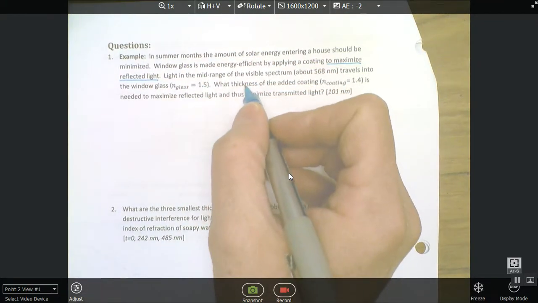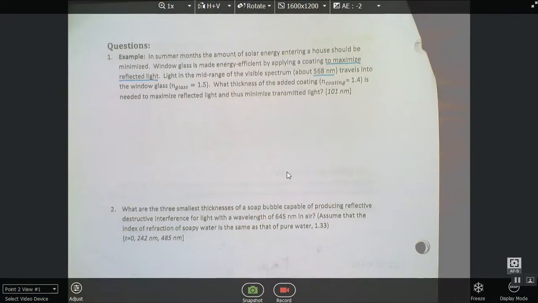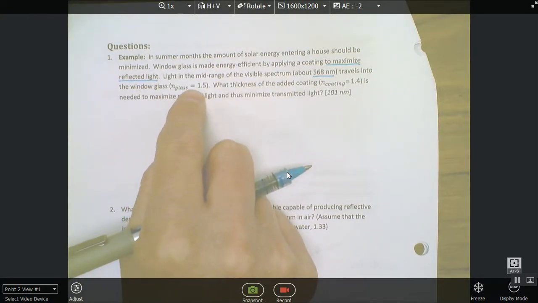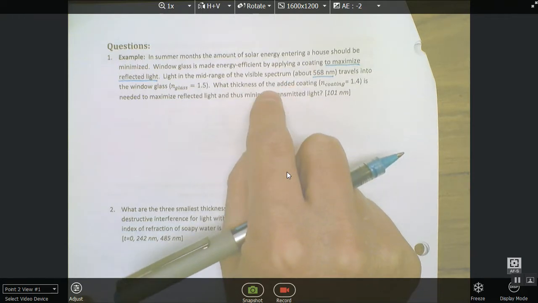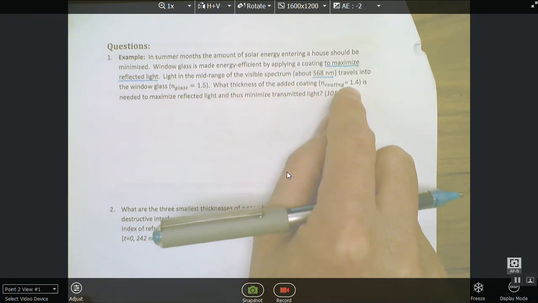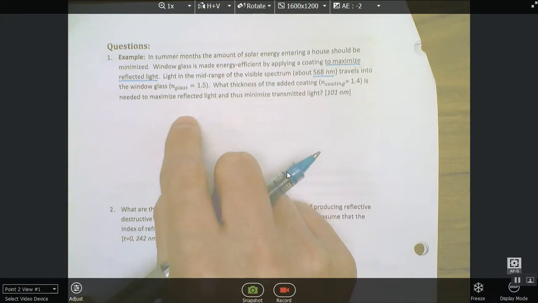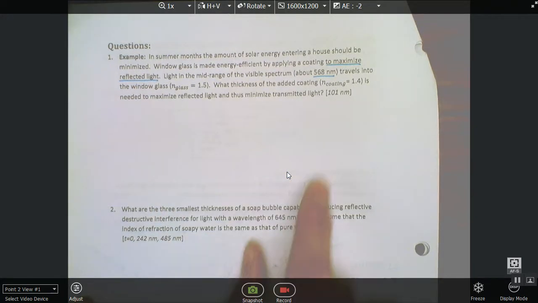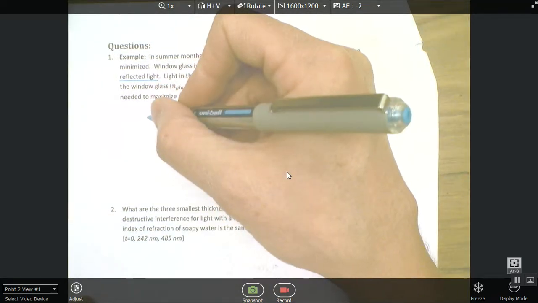So light in the mid-range of the visible spectrum, so we're just going to pick about 568 nanometers, travels into a window glass. 1.5 is the index of refraction. What thickness of the added coating, so here's the index of refraction for the coating, is needed to maximize reflected light and minimize transmitted light? There's the answer. So what we do is make a quick sketch.